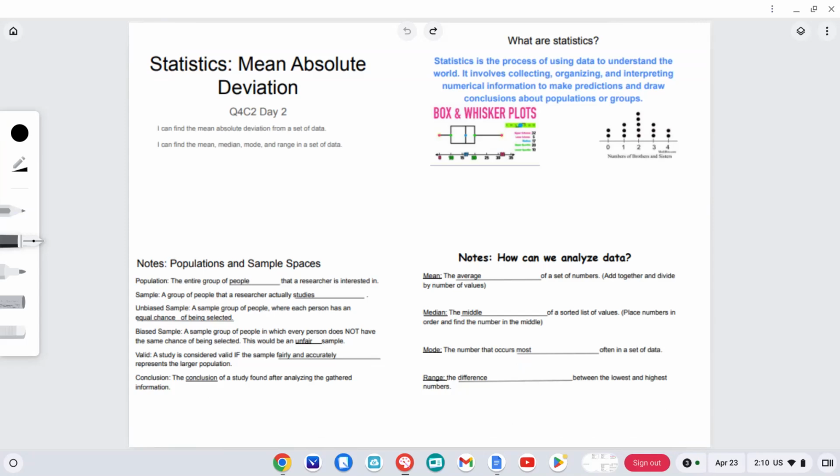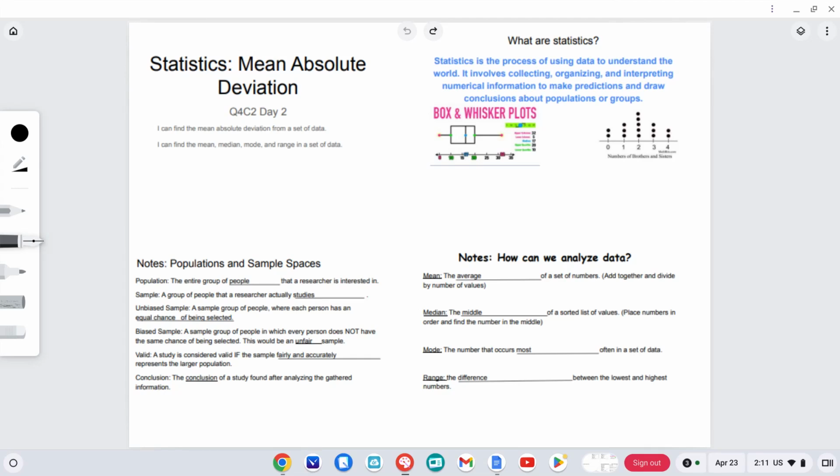Hi, everybody. Today we are going to start a new part of statistics. We're going to be using some ideas from the other day to do something called mean absolute deviation. So our goal today is to do our DMR. You can check it with a partner if that's okay with your sub.